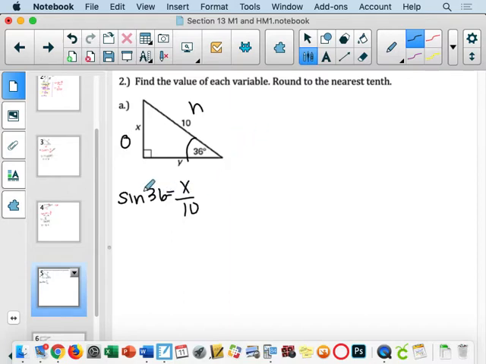And to get x by itself, you multiply that 10 over to the other side. So we know what we're typing into our calculator is 10 times the sine of 36. I got 5.9. Do you guys agree?